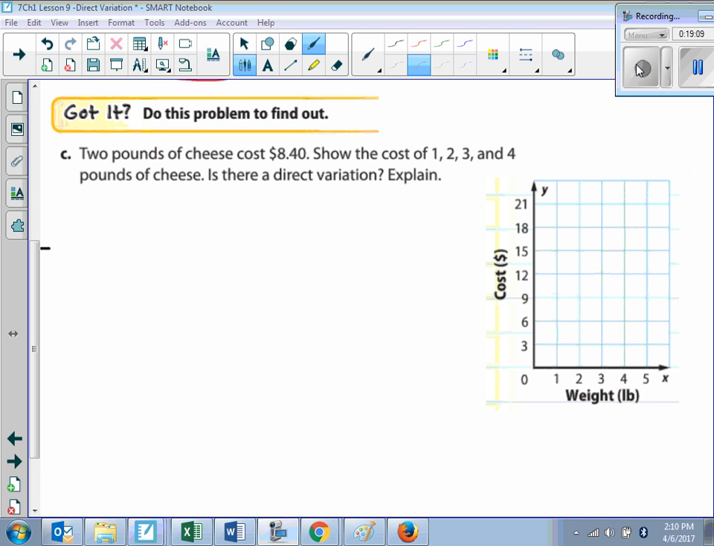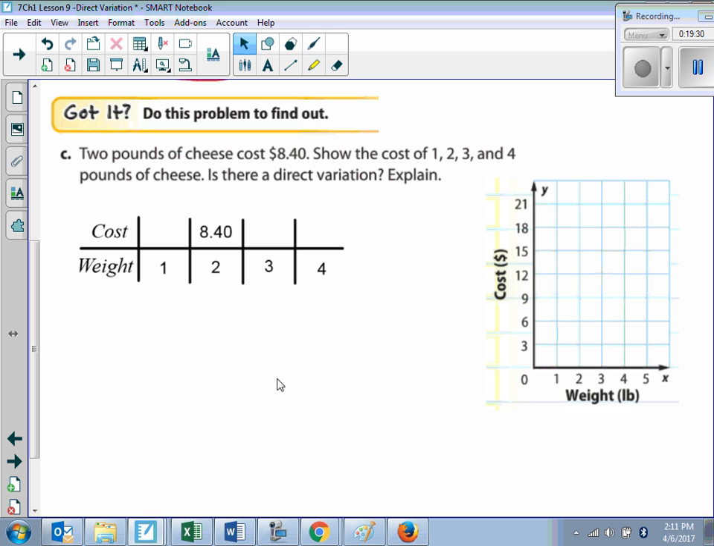Example C says 2 pounds of cheese cost $8.40. We want to show the cost of 1, 2, 3, and 4 pounds of cheese. And we want to know, is there direct variation, and explain. So we know that 2 pounds of cheese cost $8.40, right? Here I made a table. Then we're going to compare the cost to the weight. Okay? So it started out $8.40 for 2. So how much does 1 cost? $4.20.